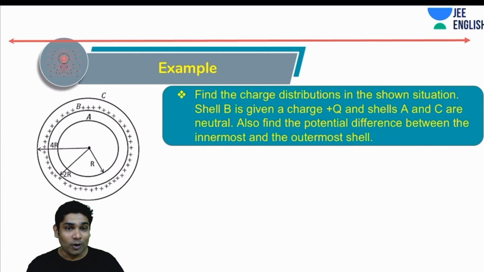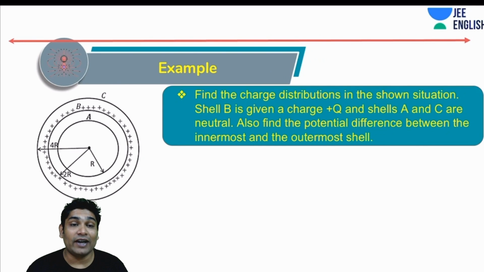Alright then, let's talk about an example and let's see how to apply what we have learned so far. In this example, you've been told that there are three spheres of radii R, 2R, and 4R. We've named them A, B, and C. We've been told that shell B is given a charge plus Q, while shells A and C are neutral. So let's see what charges will appear on what surface. Let's talk about the inner surface of shell A first. Now, this in any case can never have any charge.